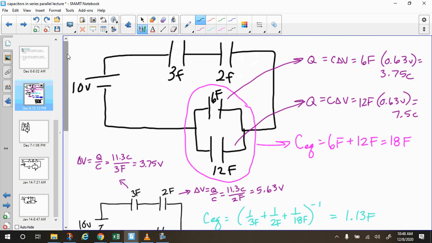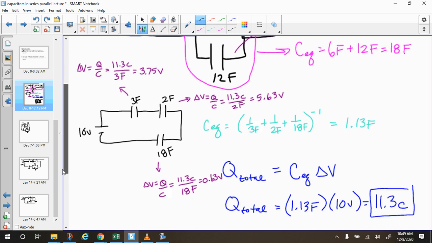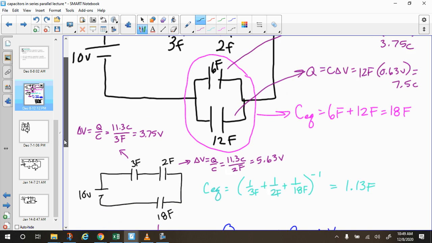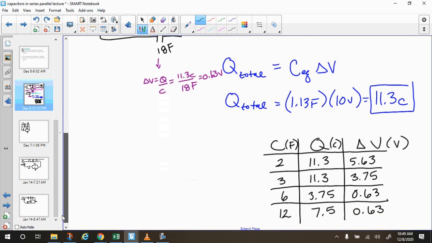Now we can also double check ourselves here. We know that these two need to add up to our total charge, which was 11.3, which it does, so that's good. And then that's how you solve the problem. It's a little messy, but it works.